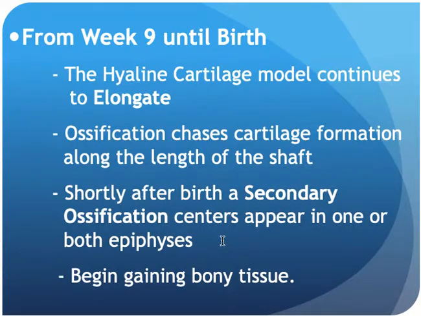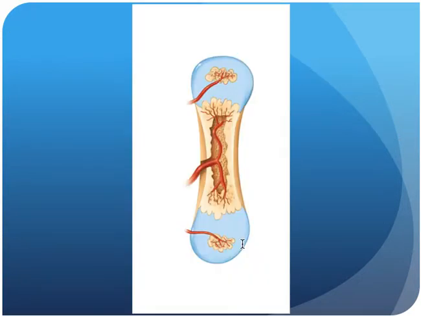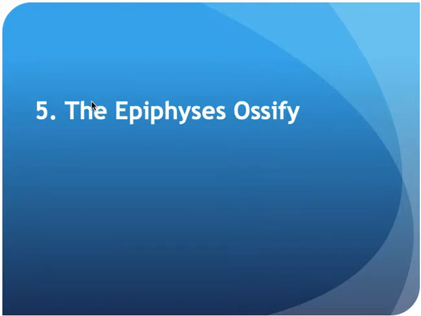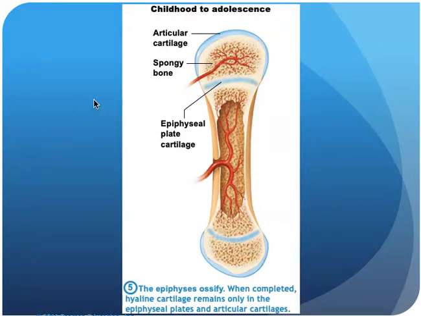Shortly after birth, a secondary ossification center appears in one or both epiphyses, and then again we can start adding more and more bony tissue. Okay, so here is our little picture of all our ossification sites. We can still see that the ends are still predominantly cartilage here, but we're going to turn those into bone. Number 5 is the epiphyses ossify. So the ends are going to ossify, turning the ends into more bone.